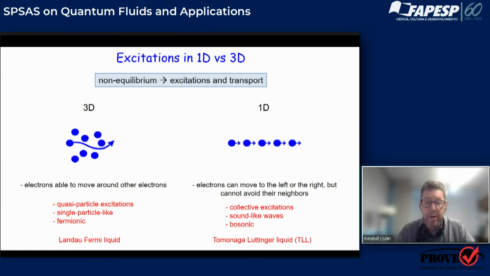And the low energy version of this theory, the low energy understanding of this system, was given by Tomonaga and Luttinger some years ago.